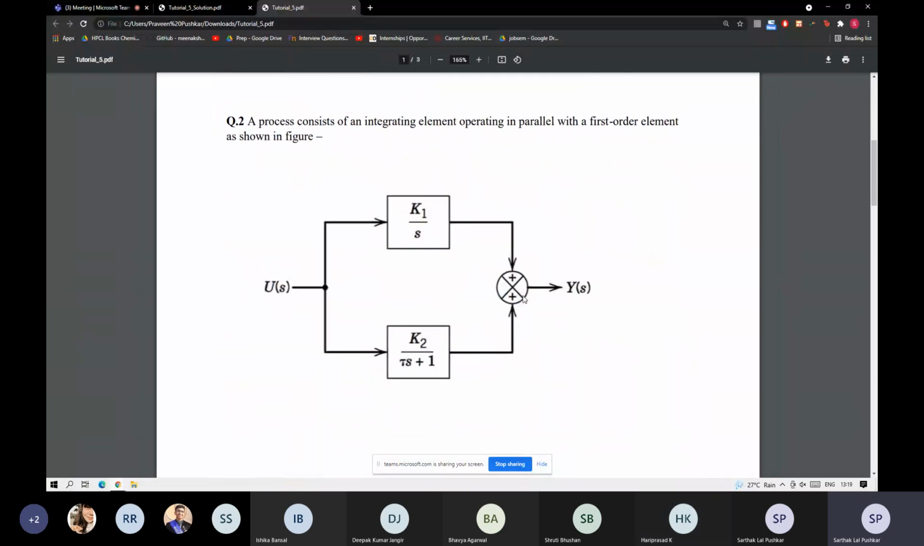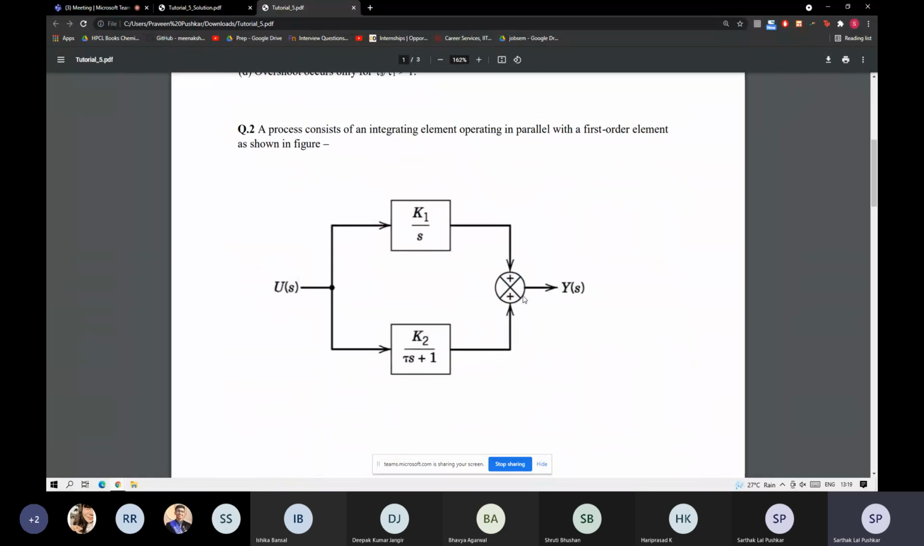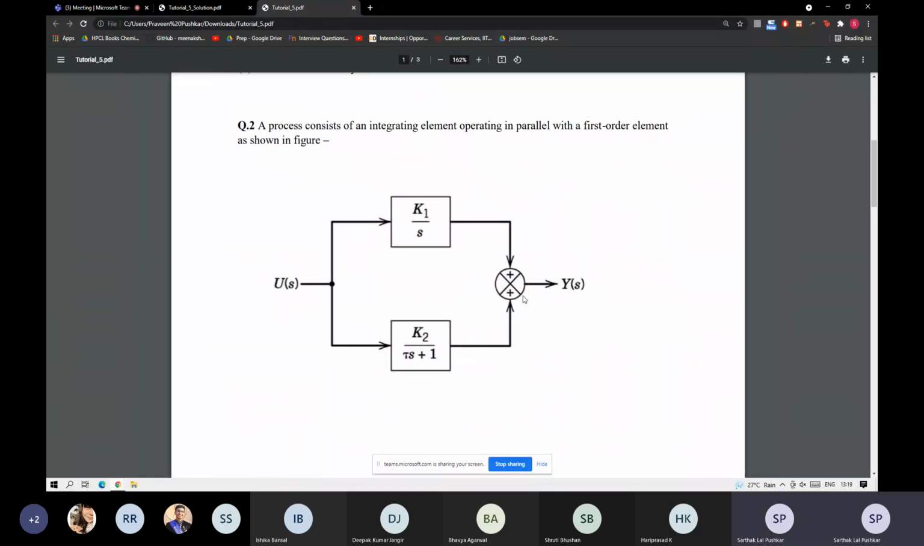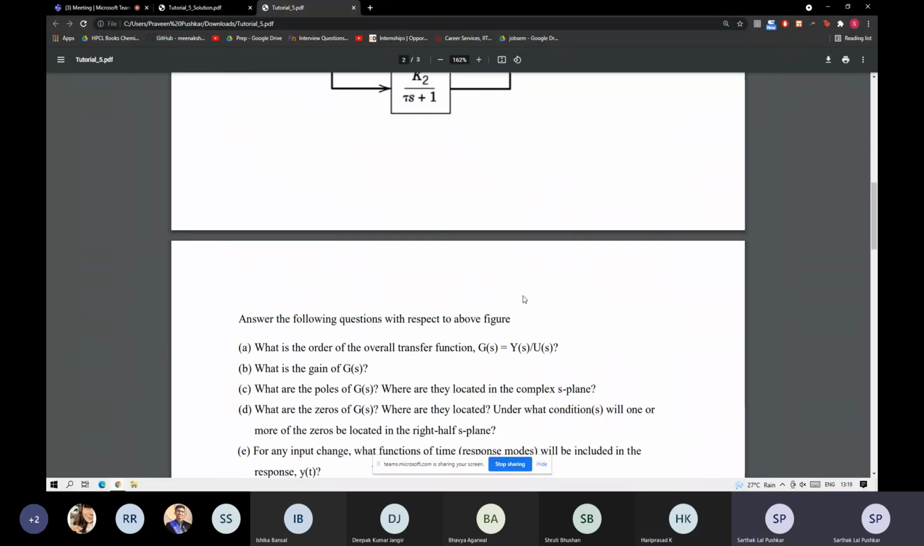You can start with writing the transfer function of this system, and then try to answer these questions.